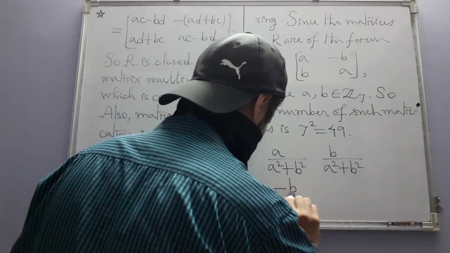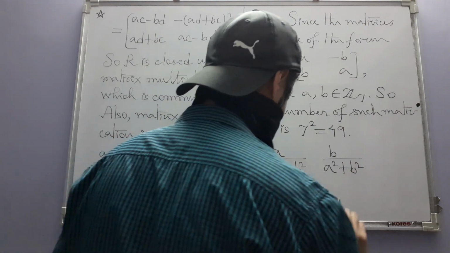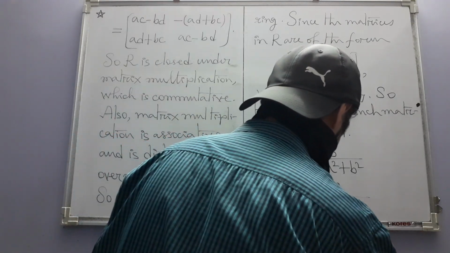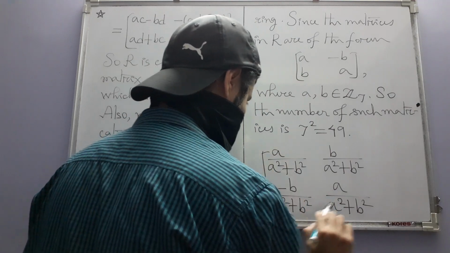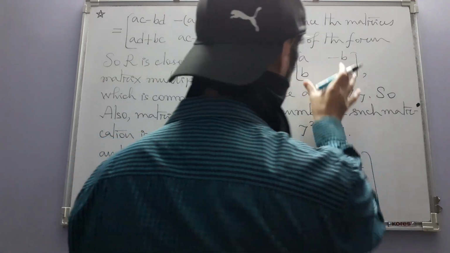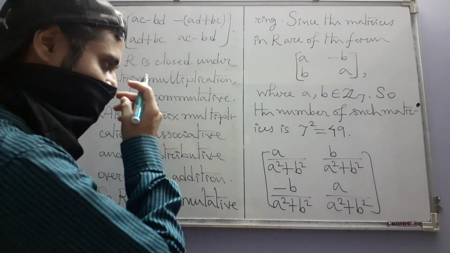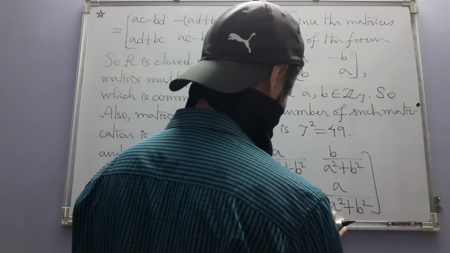Minus b over a square plus b square and a over a square plus b square. You can verify this by calculating the product of these two. You will get the 2 by 2 identity matrix or unit matrix.